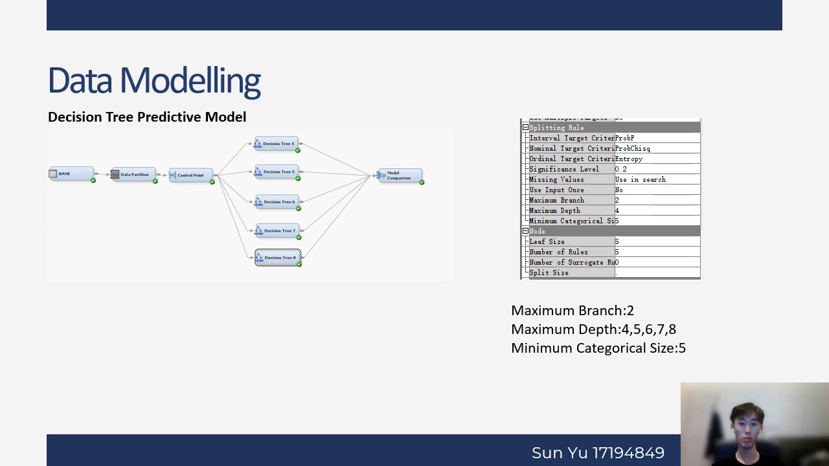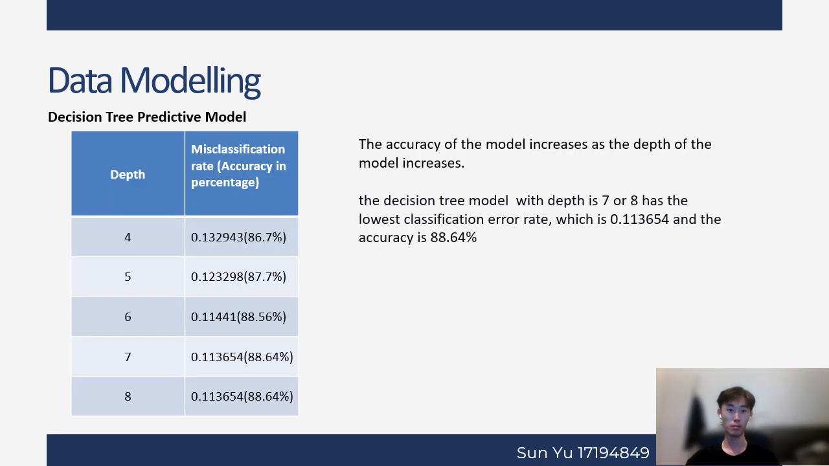First, the model needs to connect with the data source and train the models, and then I will do the evaluation and compare the performance of each model. The next part is to evaluate and compare the models. From the table, I can see that the accuracy of the model increases as the depth of the model increases. When the depth of the model reaches 7, the accuracy of the model no longer improves.